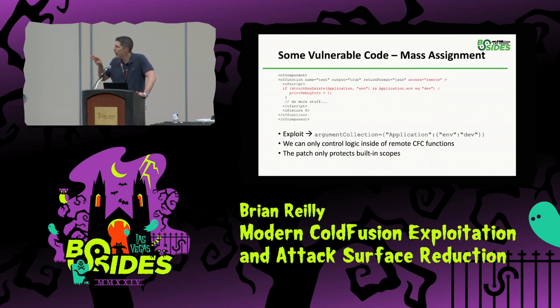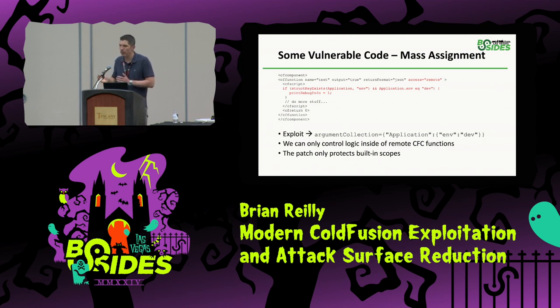Okay, so let's look at our example for a possible mass assignment vulnerability. Again, we have a remote ColdFusion component. In here, we're doing some kind of security check based on one of our variables in a protected scope. In this case, we're checking to see what is the application environment. If it's production, we're going to do something. If it's dev, maybe we'll take a different path, so we'll show debug output or something else will happen. The mass assignment vulnerability here was that in our argument collection, we could pass any scope and any value and then control that particular variable.